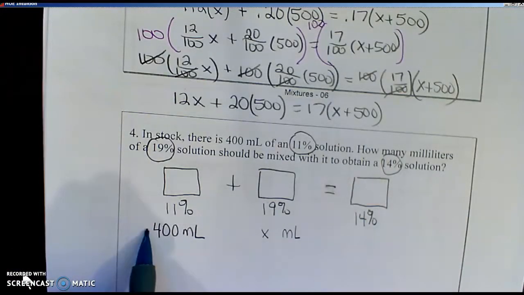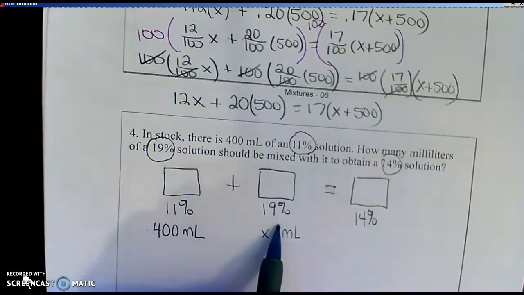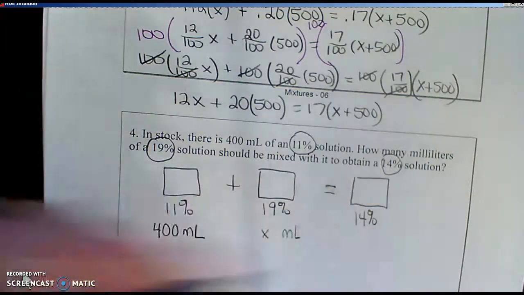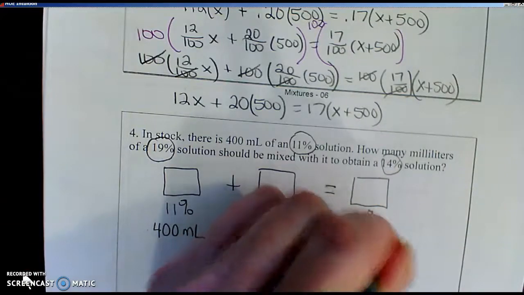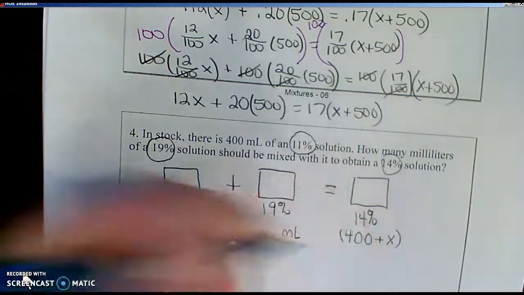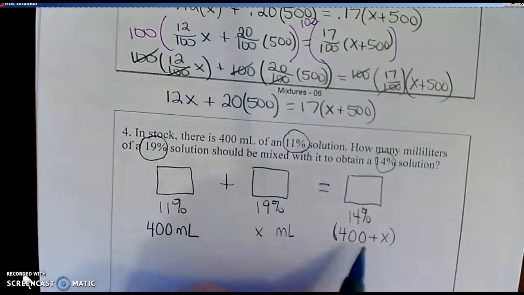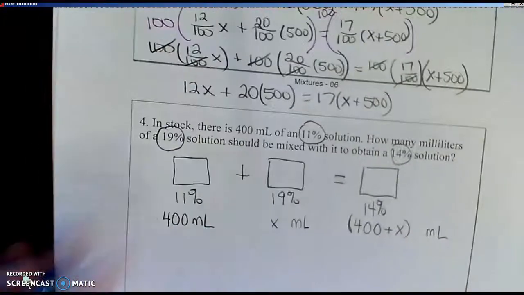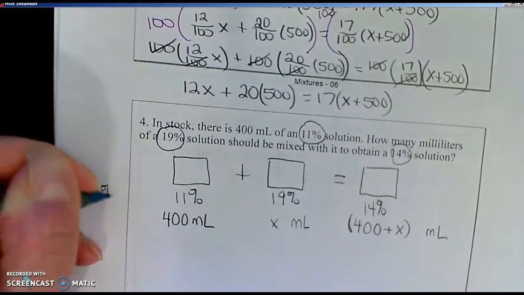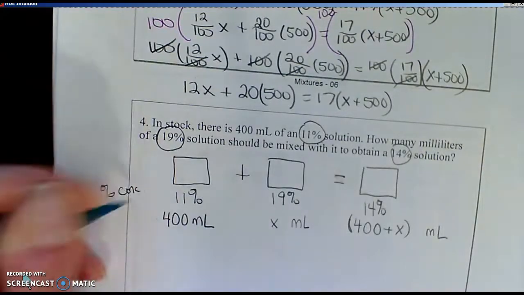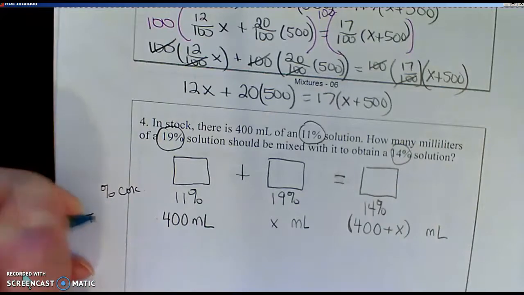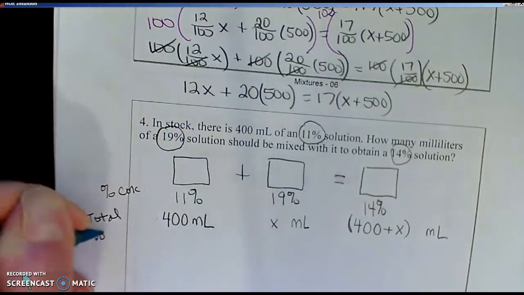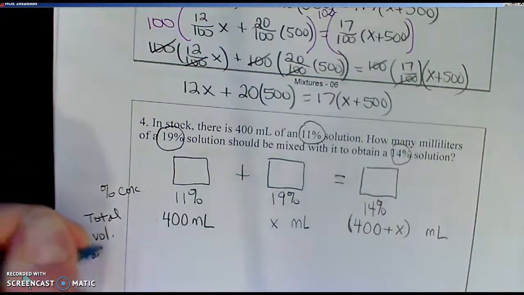Well, when we add the volume of the 11% and the volume of the 19%, that's going to give us this. So I'm going to write it the same way it appears. 400 plus X. It is perfectly acceptable to write it as X plus 400, and that's of course in milliliters. So what we're saying is here, this is the percent concentration or strength. This is the total volume. Now we're ready to talk about the partial volume.